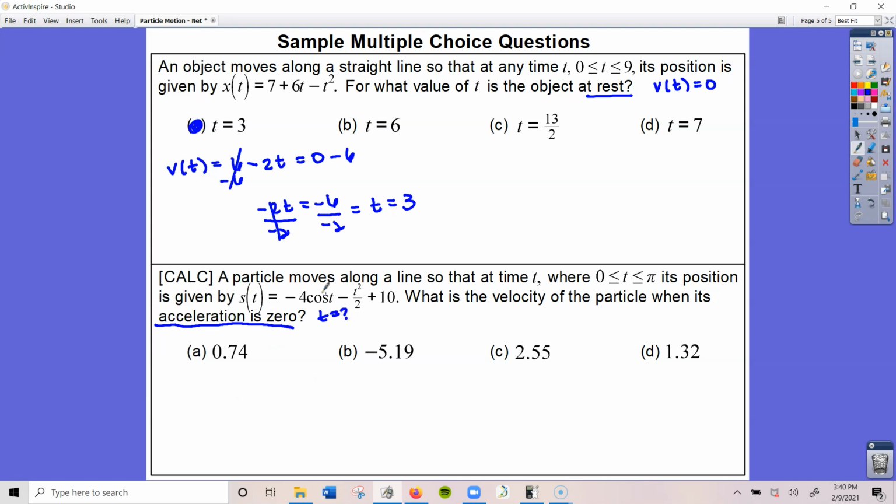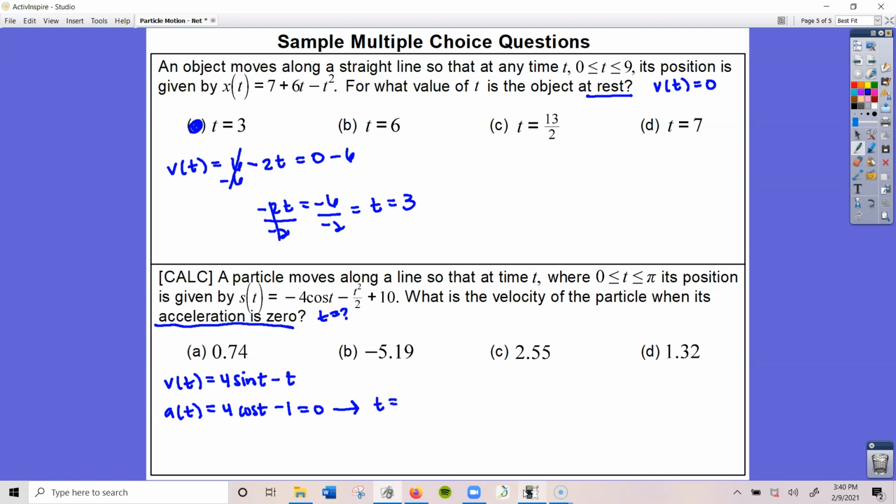So what I'm going to have to do is take my position function and find the second derivative. So my first derivative is going to be positive 4 sine t, since the derivative of cosine is negative sine, and that would cancel out that negative. Minus, when I bring the 2 forward, it will cancel out with the 2 in the denominator, so t. Now my acceleration is going to be 4 cosine t minus 1. So we're going to make this equal to 0 so that we can solve for t.